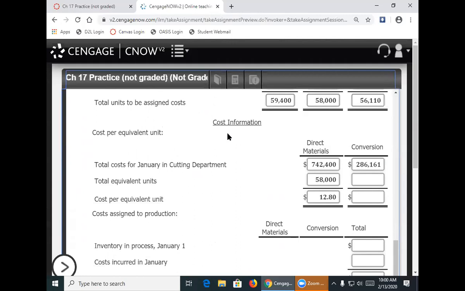And then again, we're going to divide it by the total conversion equivalent units of 56,110. So you should get $5.10 cost per equivalent unit. Okay. So now in the third step, we have calculated our cost per equivalent unit. Once we get that number, we just need to allocate costs to the different categories, okay?